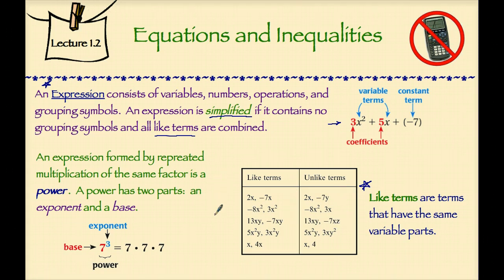And finally on this slide we have this definition. An expression formed by repeated multiplication of the same factor is a power. And a power has two parts, an exponent and a base. Here's an example of an expression that is a power, 7 cubed. The base is 7 and the exponent is 3. Of course, it is possible for variables to be part of power expressions as well.